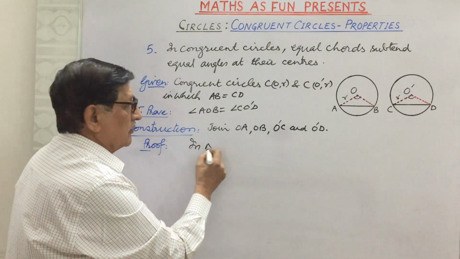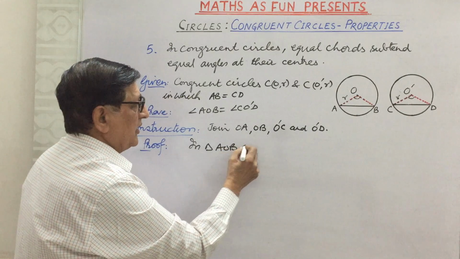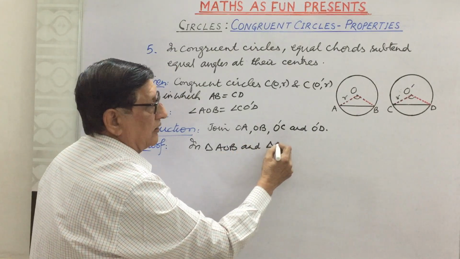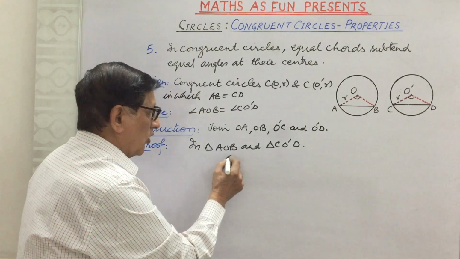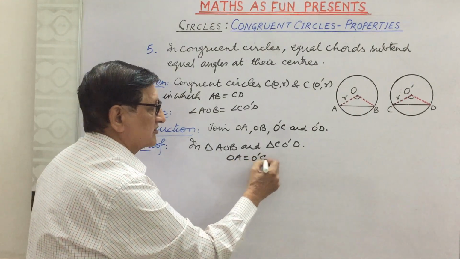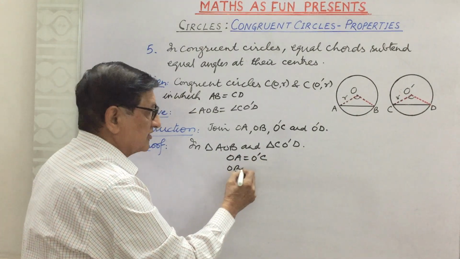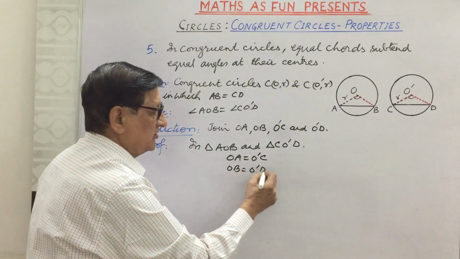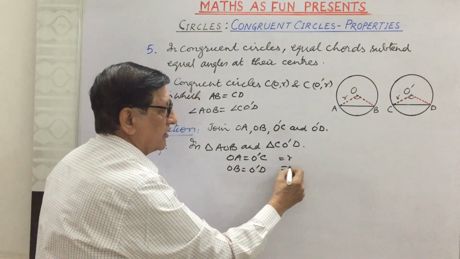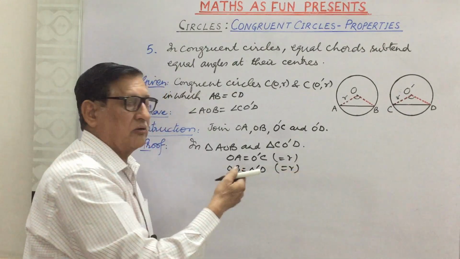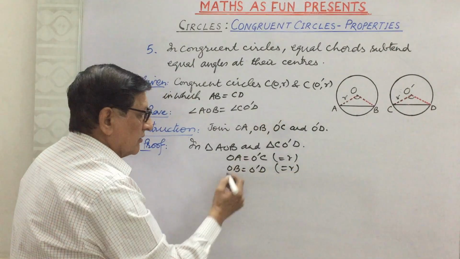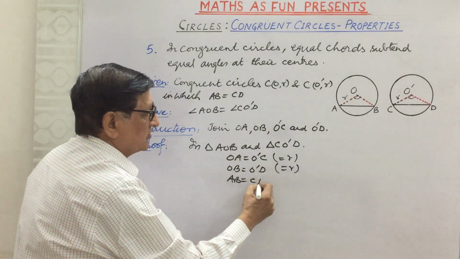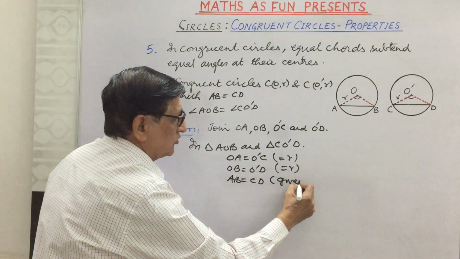In triangle AOB and triangle CO dash D, what do we have? OA is equal to O dash C, OB is equal to O dash D. These are each the radii of congruent circles. And AB is equal to CD. This is given to us.